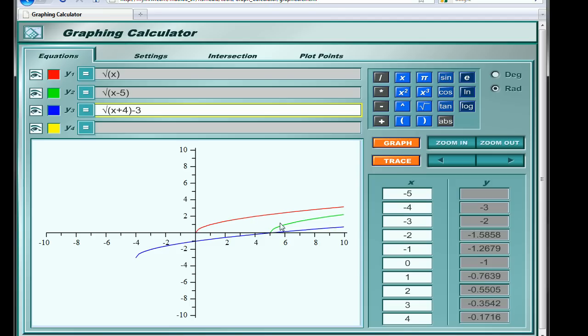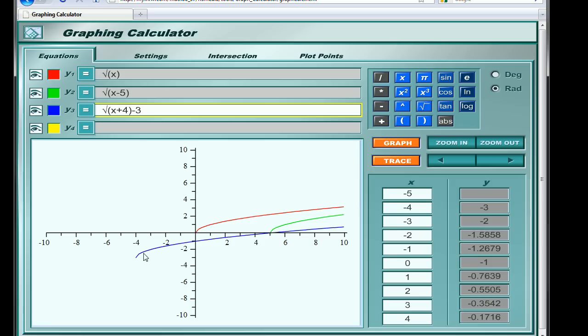Notice it's the exact same thing as the square root of x, but I shifted it to the right by 5. When x is equal to 5, I have a 0 under the radical sign. Same thing as square root of 0. So this point is equivalent to that point. Now, when I have the square root of x plus 4, I've shifted it over to the left by 4. When x is negative 4, I have a 0 under the radical sign. So this point is equivalent to that point. And then I subtracted 3, which also shifted it down 3. So this is my starting point.